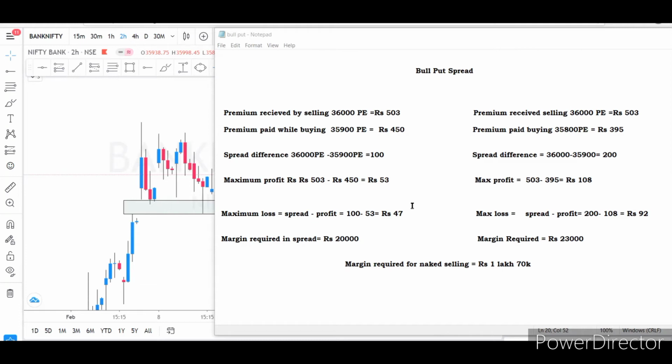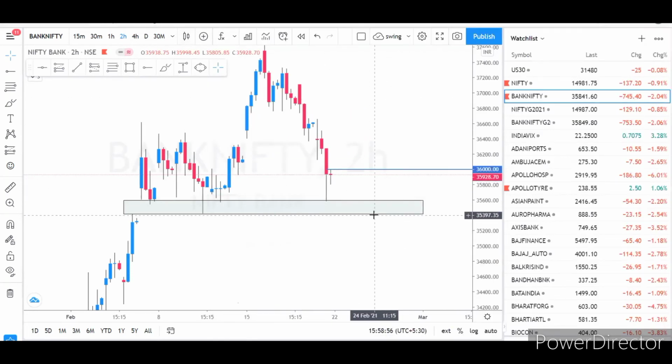Basically, in bull put spread, bull means your view on the market is bullish, put means you are selling a put option, and a spread means you are buying some other option to hedge your position. Let us go to the practical way. Suppose this is the chart of Bank Nifty. Bank Nifty closed Friday around 35,900. Let us assume that our view on the market is bullish. We believe that in the coming week, till next Thursday, the market is going to stay above 36,000. So our view is bullish.